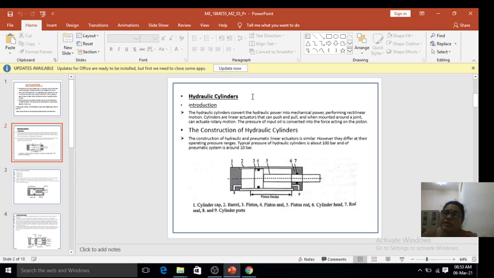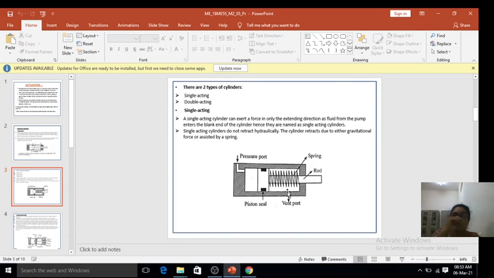Performing rectilinear motion, cylinders are linear actuators that can push and pull, and when mounted around a joint can actuate rotary motion. The pressure of the input oil is converted into the force acting on the piston. The figure shows the construction of hydraulic cylinders. It consists of a cylinder cap, barrel, piston seal, piston rod, cylinder head, rod seal, and cylinder ports.